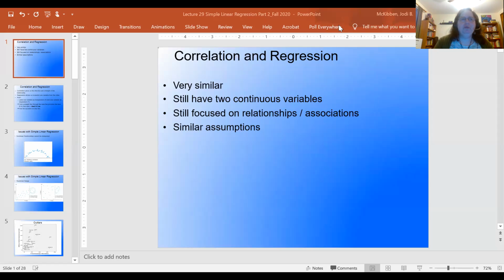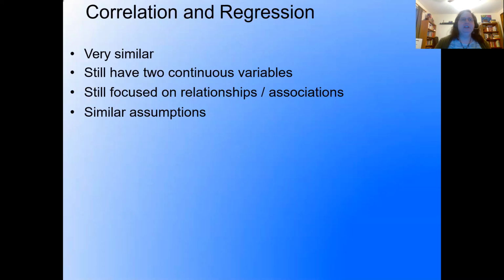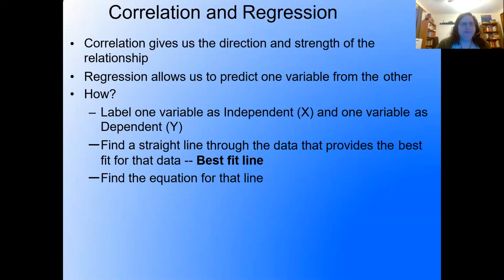So let's start off with a couple of review slides. Let's start off by recalling that correlation and regression are very, very similar. They still have two continuous variables, still focused on relationships and associations, and they have very similar assumptions. And if you recall, correlation gives us the direction and strength of a relationship, but regression takes us one step further by allowing us to predict one variable from the other.